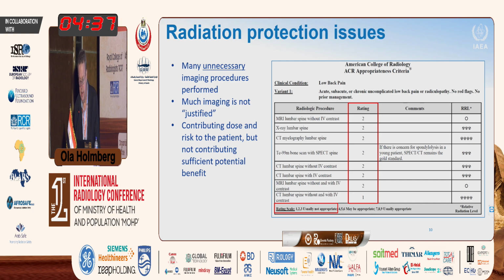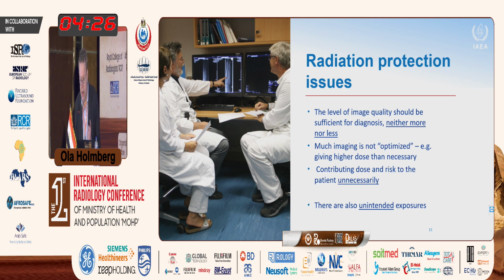I've illustrated this with the ACR appropriateness criteria, which is something you can use, of course, to strengthen justification. So justification, but also optimization. There's another issue here in radiation protection. The level of image quality should be sufficient for diagnosis, neither more nor less, and much imaging is not optimized, so it's giving a higher dose than necessary.